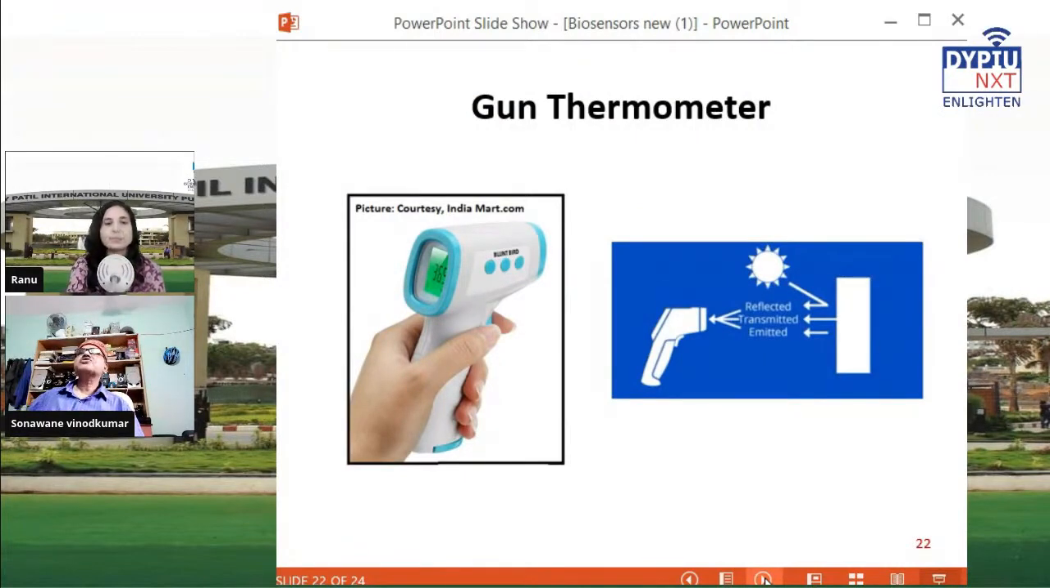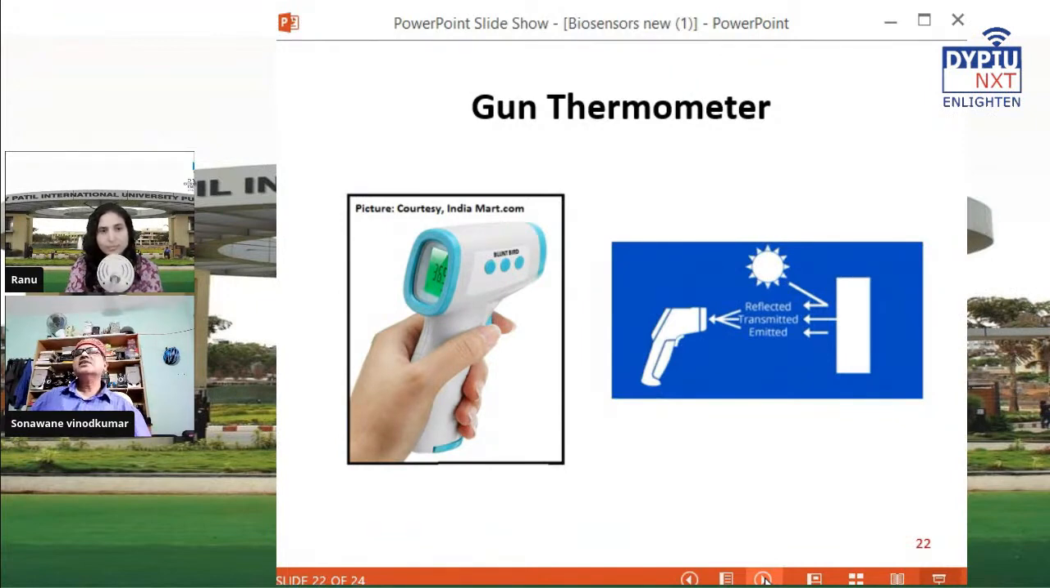Okay, here I have shown the gun thermometer. This is the ready-made gun thermometer, but we can build our own using various electronic devices, which I have described, and simple electronic circuits like a transistor, photodiode, different power supply, battery, and all that.